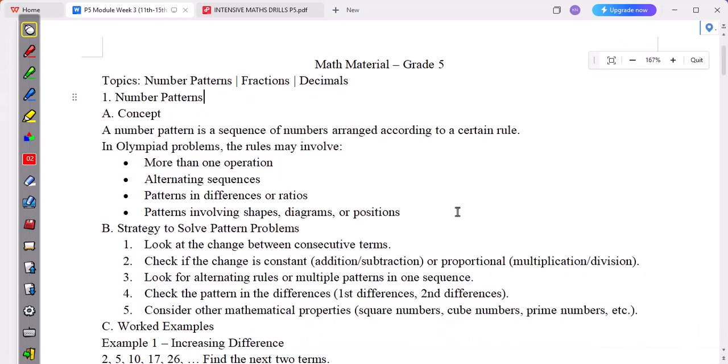Okay, here. A number pattern is a sequence of numbers arranged according to a certain rule. So this kind of sequence of numbers has a rule. In Olympiad problems, the rules may involve more than one operation, alternating sequences, patterns in differences or ratios, or patterns involving shapes, diagrams, or position. So we have steps to solve pattern problems. Okay, let's take a look.